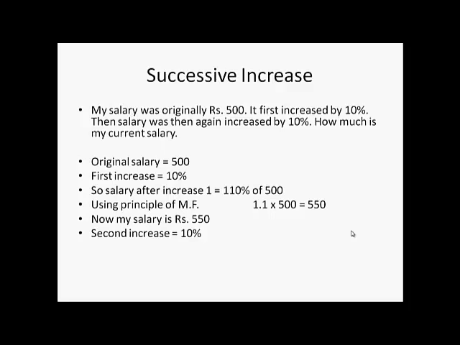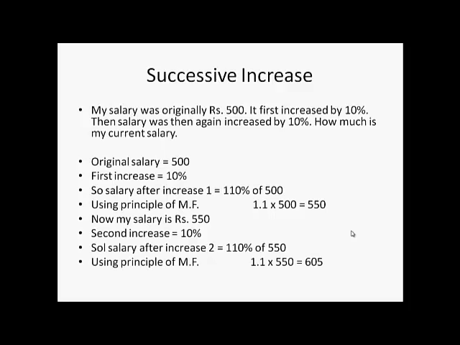There is a second increase of 10%. So my salary after the second increase is again 110% of 550. Remember, the second percentage increase is calculated over 550 and not 500. So using the principle of multiplication factors, 1.1 into 550 gives my current salary as rupees 605.